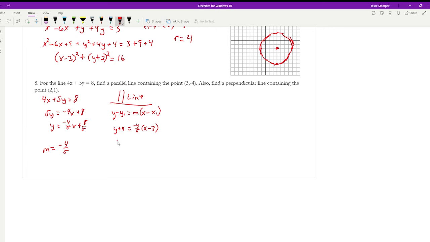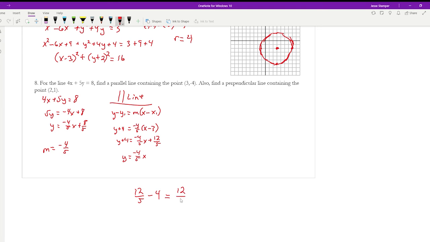All right, well, that's y plus 4 equals negative 4/5 x. And negative 3 times negative 4/5 is a positive 12/5. Now we're going to subtract 4. So y equals negative 4/5 x, 12/5 is a positive number, we're subtracting 4. I'm going to write that down there. Down here, we get 12/5 minus 4.